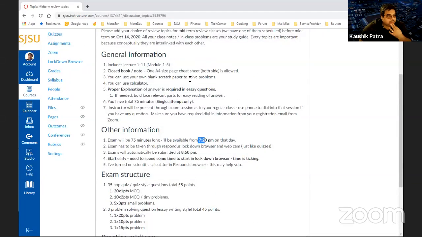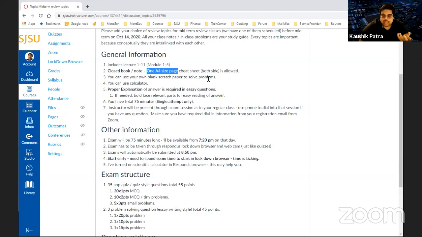And then what does it include? It includes lecture 1 to 11, modules 1 to 5, till date, what we have discussed till today. It is closed book, closed note, but you can have one A4 size page of cheat sheet. Both sides are allowed. And I will also supply you with the CS147 DV instruction set in case it is needed to answer questions.